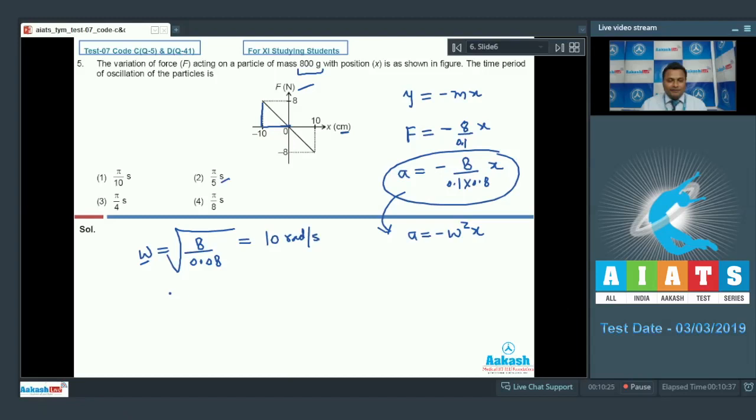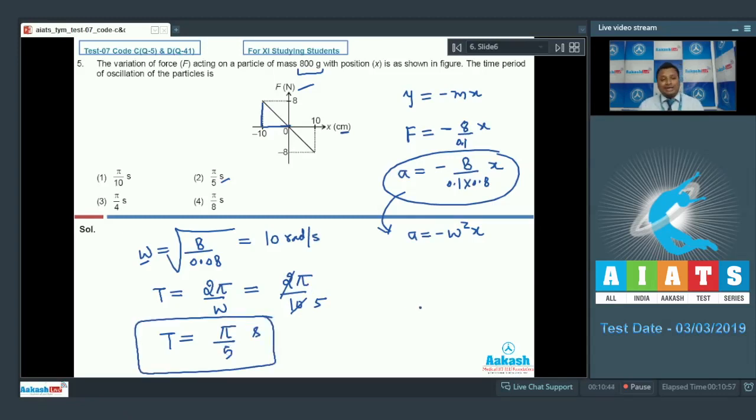Now about time period, we are very clear that T equals 2 pi by omega. Putting the value of omega we get 2 pi divided by 10 radian per second, that is, the time period is pi by 5 second. So we have got the time period of oscillation, that is pi by 5 second, and after looking at the options we can say that option number 2 is absolutely correct. So that's why we will go with option number 2. Now let us proceed to the next question, that is question number 6.